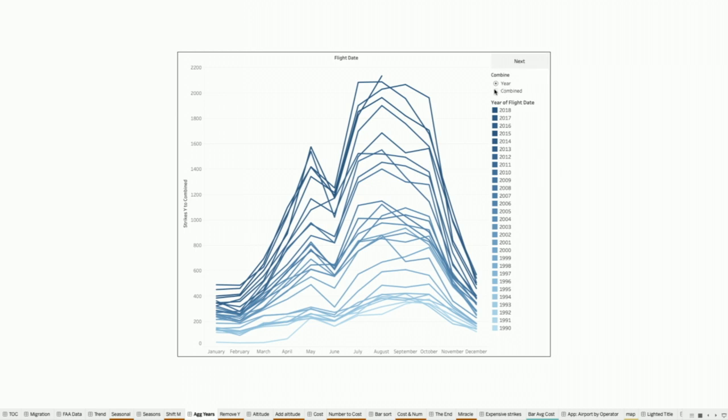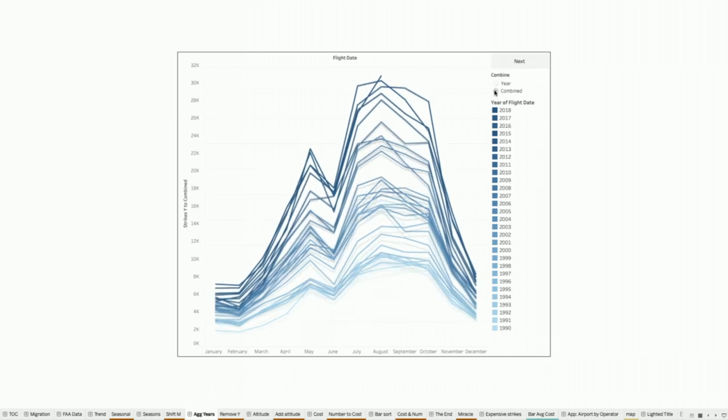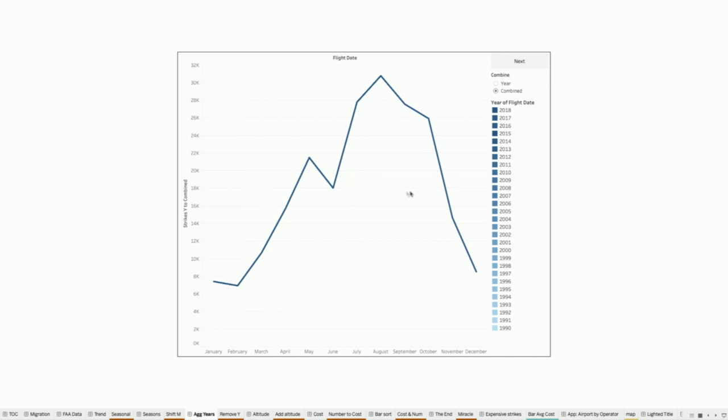So let me combine all of the data together. And yes, if you combine all the years together, there is this dip here between May and June. That's super interesting. So during analysis, I went exploring that particular thing. So let's focus on that. That's where you get to migration in detail.